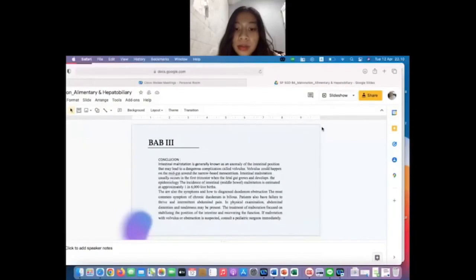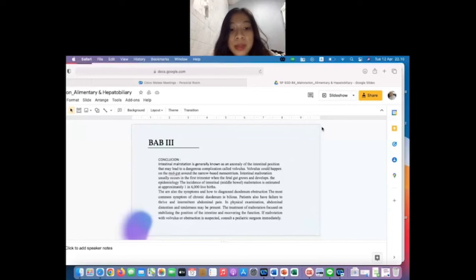For the conclusion itself, intestinal malrotation is generally known as an anomaly of the intestinal position that may lead to a dangerous complication called volvulus. Volvulus itself could happen on the midgut around the narrow-based mesentery. Intestinal malrotation usually occurs in the first trimester when the fetal gut grows and develops. For the epidemiology, the incidence of intestinal malrotation is estimated at approximately 1 in 6,000 live births.